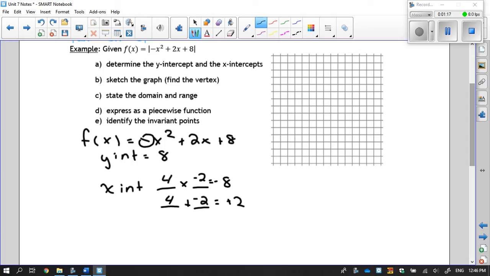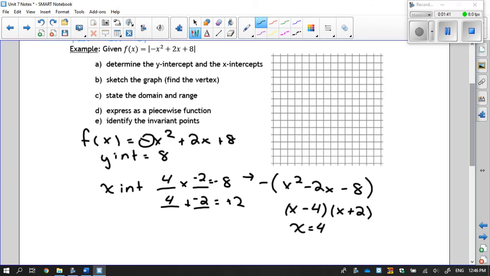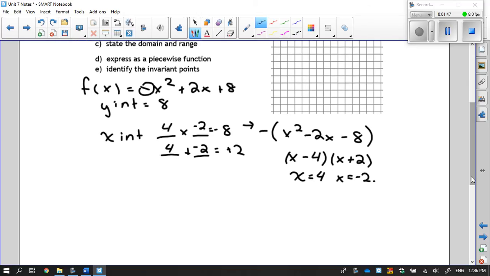Or if we factor out this negative, so then it's negative x squared minus 2x minus 8, and we factored this would be x minus 4 and x plus 2. I would probably do it this way. This way makes more sense to me because then I just know that x equals 4 and x equals negative 2. Otherwise, if you leave it this way, you have to factor by decomp, which is fine. And we have to factor by decomp because this is not positive 1.